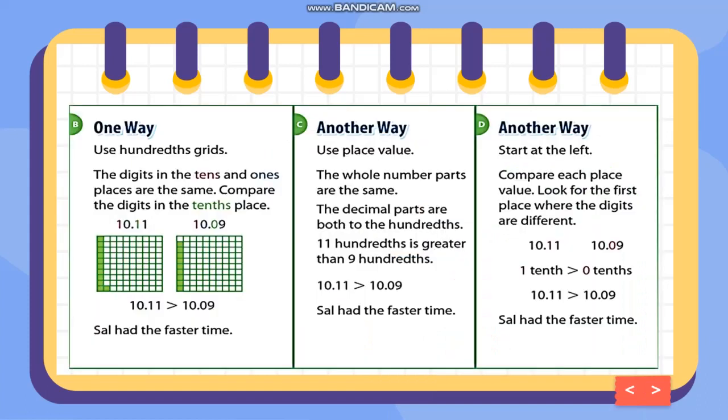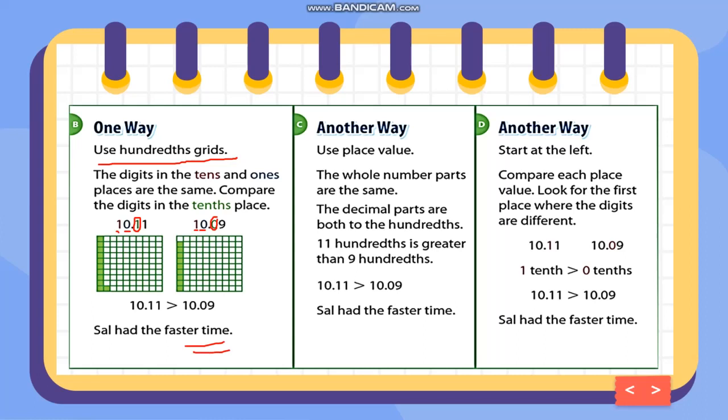The first way is using the hundredths grid. As you can see here, the digits in the tens and ones places are the same, so you compare the digit in the tenths place. The tenths place is 1 in one number and 0 in the other. So 1 is bigger than 0, so 10 and 11 hundredths is bigger than 10 and 9 hundredths. It means Sal had the faster time.